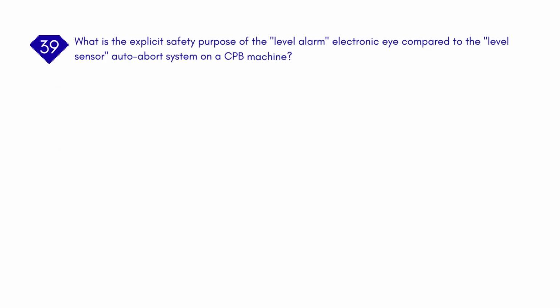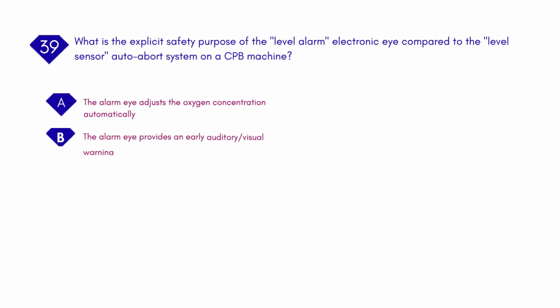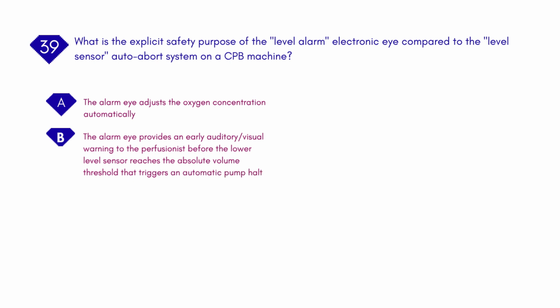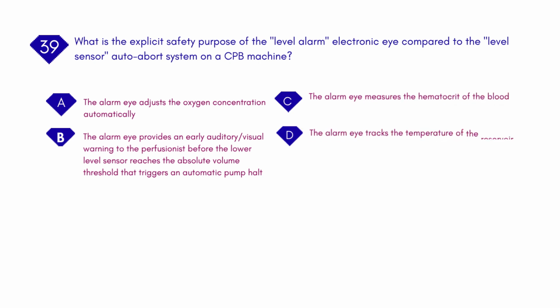What is the explicit safety purpose of the level alarm electronic eye compared to the level sensor auto-abort system on a CPB machine? A. The alarm eye adjusts the oxygen concentration automatically. B. The alarm eye provides an early auditory/visual warning to the perfusionist before the lower level sensor reaches the absolute volume threshold that triggers an automatic pump halt. C. The alarm eye measures the hematocrit of the blood. D. The alarm eye tracks the temperature of the reservoir.